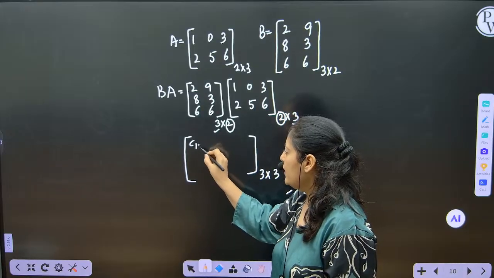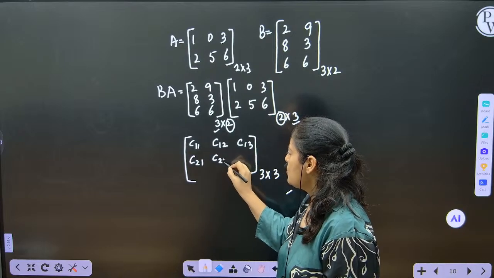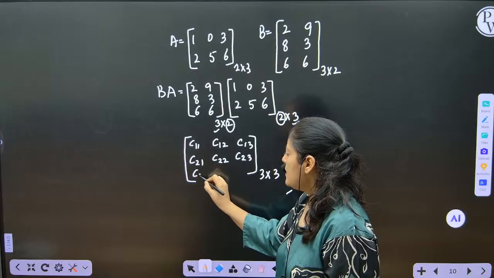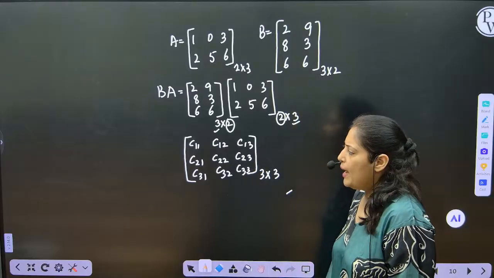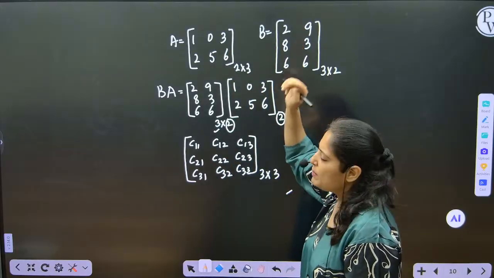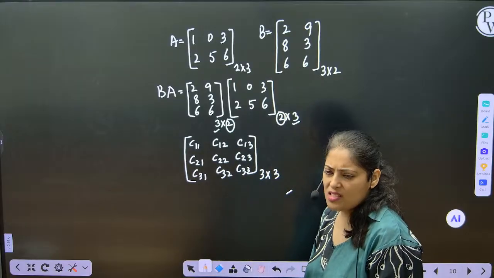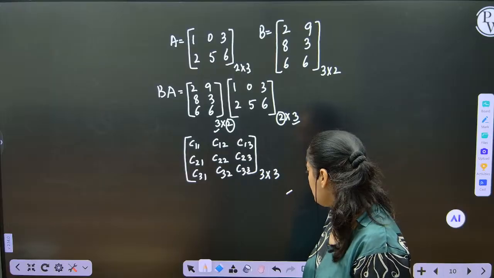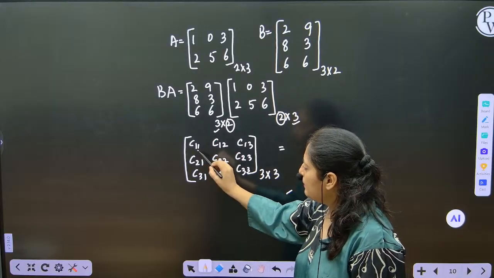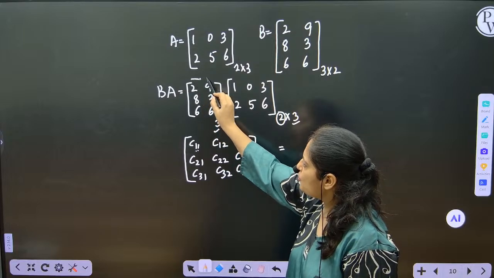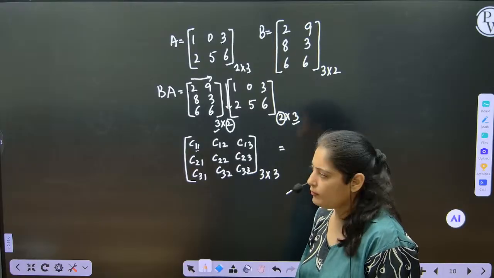So I'm taking C11, C12, C13, C21, C22, C23, C31, C32, C33. I'm not taking A and B because A will take for this, B will take for this. So AB we have to take, but instead of writing AB, I am taking C. This is not anything compulsory. Alright, now what does it mean? First row will be multiplied with first column.